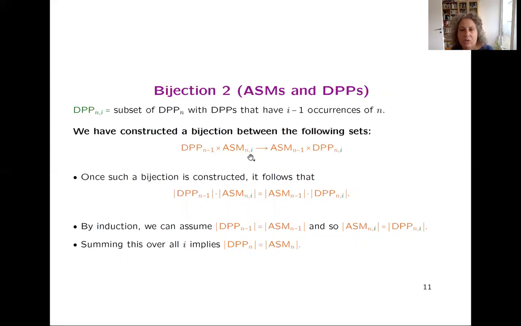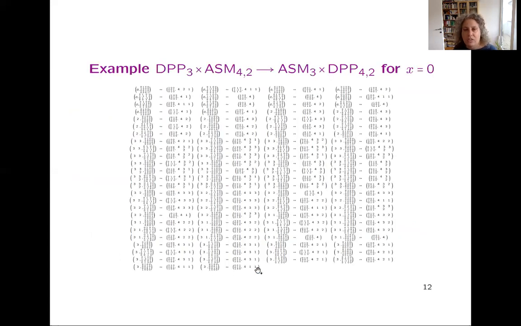And again, here note that on the left side, the refinement parameters are with the ASM, and on the right side, it's with the descending plane partition. And now we can take cardinalities, use induction, and show that there is the same number of descending plane partitions as there is of alternating sign matrices. Also, this has been coded. Here is one particular example.